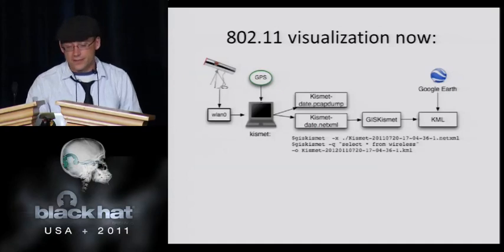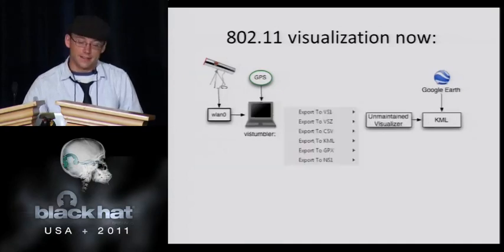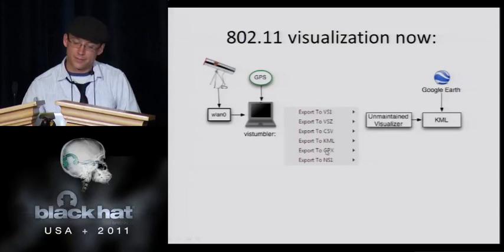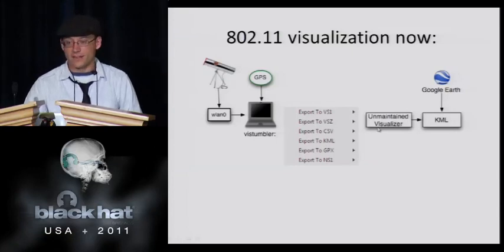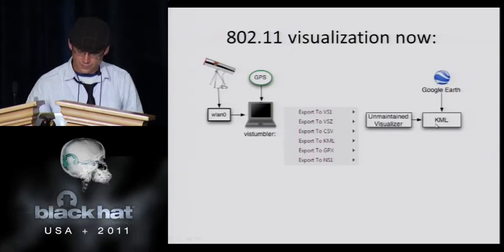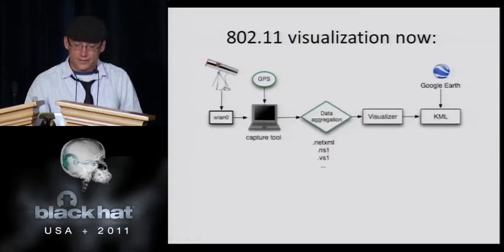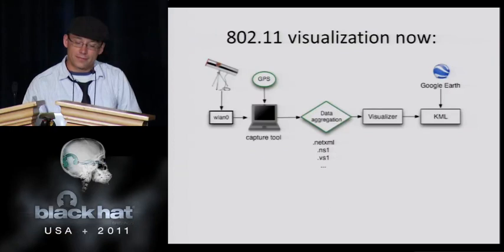And if you happen to be on Windows, it's very similar. You take your Windows box running VisTumbler or something else, export it to any one of these awkward and unmaintained file formats, take it through an unmaintained visualizer if you can get it to run, make a KML file, and look at it in Google Earth. So it really doesn't matter what platform you're on, the basic process looks the same.